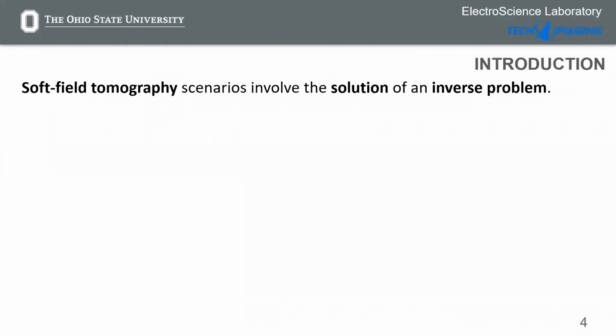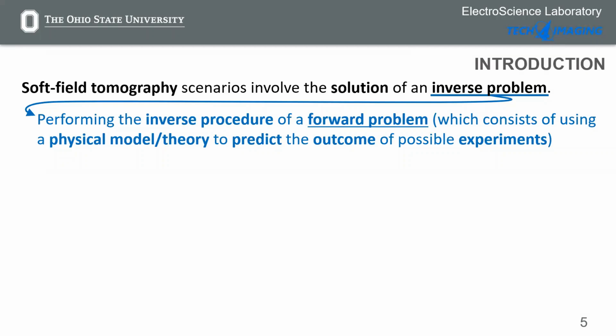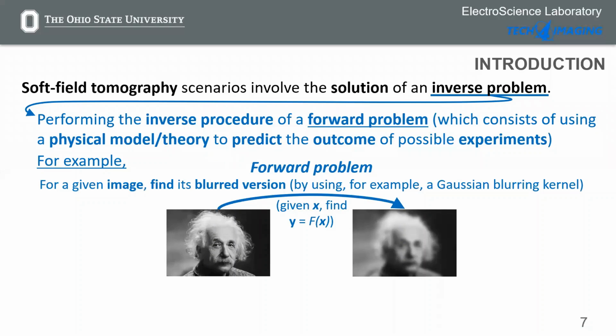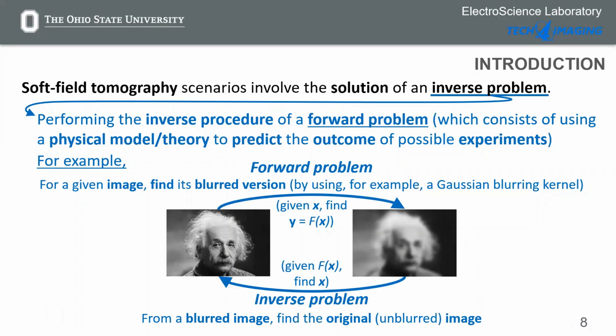Softfield tomography usually involves the solution of an inverse problem. An inverse problem is simply the inverse procedure of a forward problem. An example of a forward problem is the case that we see here at the bottom, where we have an image on the left, and through some transformation F, we produce the blurred image on the right. The inverse problem would be to do the opposite or inverse of that, where we take the image on the right and go to the image on the left through some procedure.